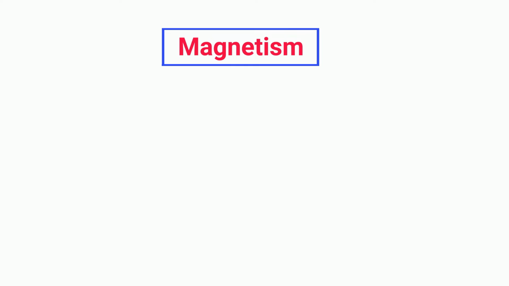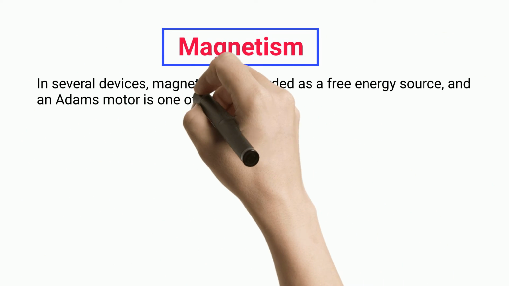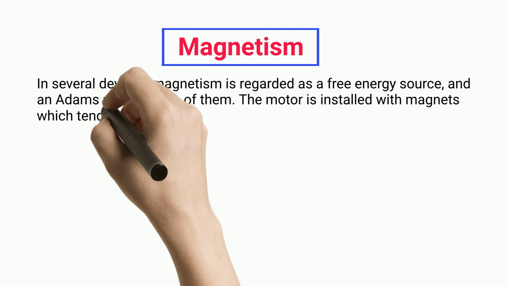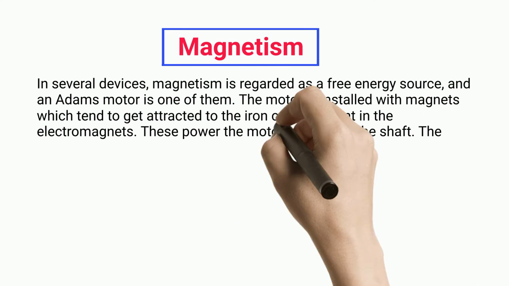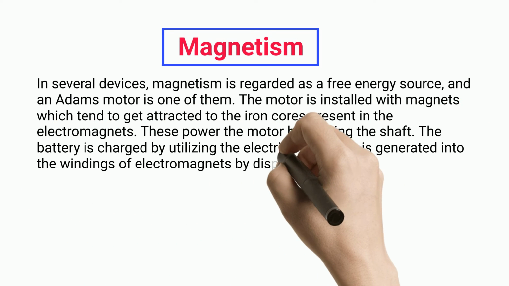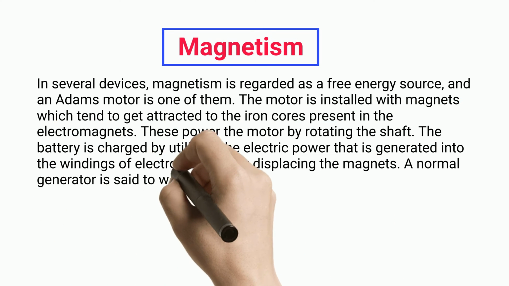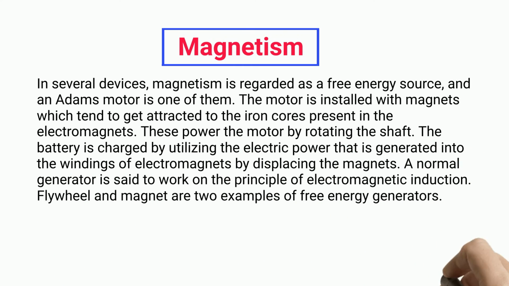Magnetism. In several devices, magnetism is regarded as a free energy source, and an Adams motor is one of them. The motor is installed with magnets which tend to get attracted to the iron cores present in the electromagnets. These power the motor by rotating the shaft. The battery is charged by utilizing the electric power that is generated in the windings of electromagnets by displacing the magnets. A normal generator is said to work on the principle of electromagnetic induction. Flywheel and magnet are two examples of free energy generators.